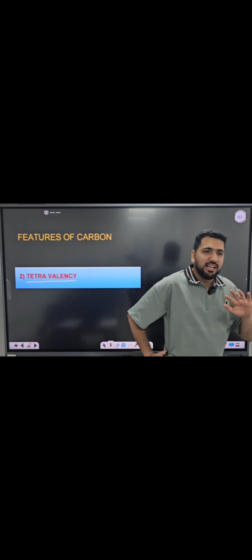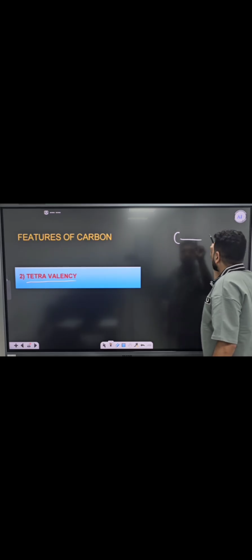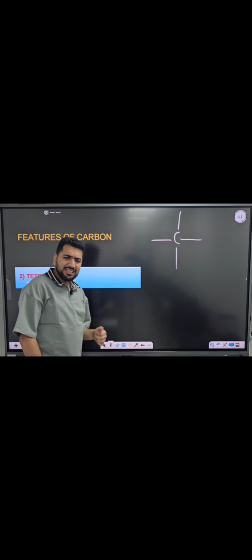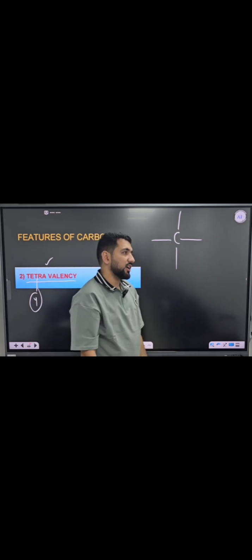Now, the second point is tetravalency. That thing is already clear. Tetravalency means carbon is making how many bonds? If I talk about CH4, for example, this carbon is making 4 bonds. 1, 2, 3 and 4 bonds. This property is called tetravalency. Tetra means 4 and you know valency, right? Carbon has a valency of 4, so it makes 4 bonds by mutual sharing of electrons.